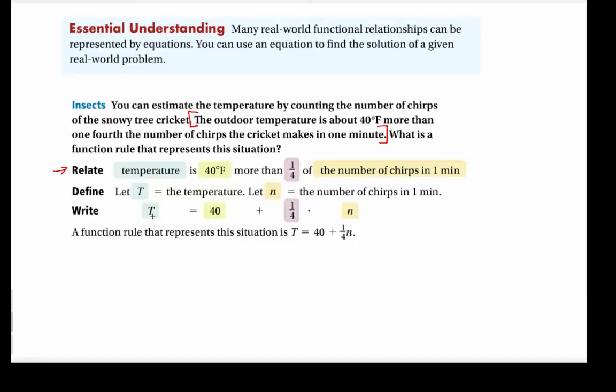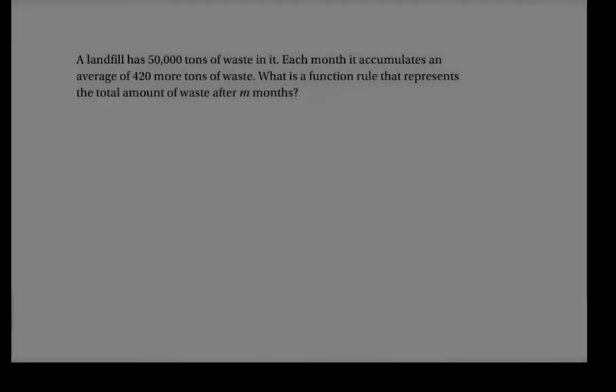Okay, so a function rule, we have capital T, remember that's our dependent variable. It's by itself over here on the left side of the equal sign. Everything else is on the right side of the equal sign. So our equation would be capital T equals 40 plus 1/4 N. And then once we get that equation or that function rule, we can do lots of other things with it.